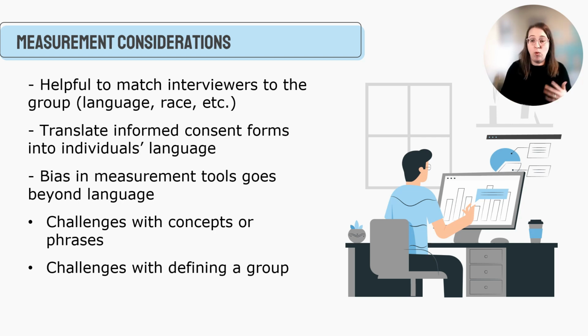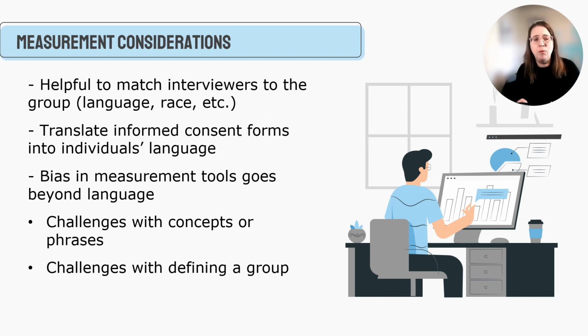For example, if you say, well, I'm going to study depression, that might mean something totally different to one group than another. And so just being aware of that, it's not as simple as saying, hey, I took this really great measurement tool and I translated it into Vietnamese. They'll be fine. They understand it. No, there may be concepts or phrases that do not translate well or really aren't measuring what you hope to measure in the first place.